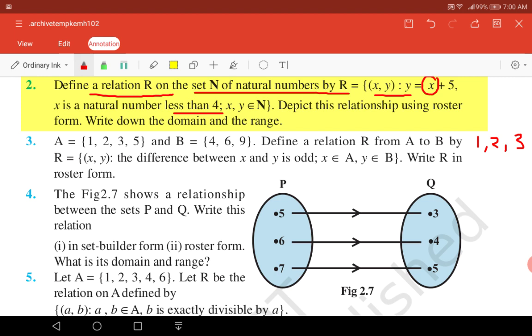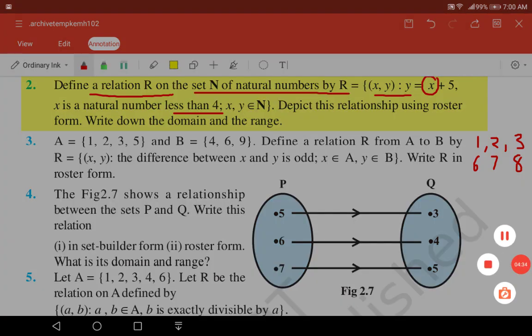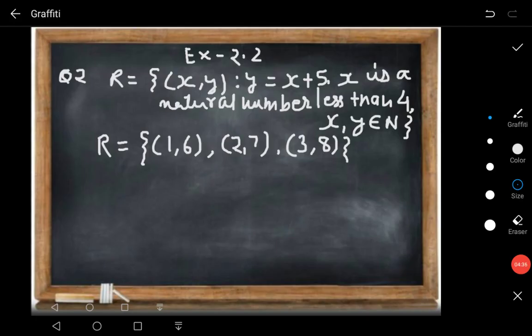So the value of y will become 1 plus 5, it will be 6. 2 plus 5, it will be 7. Then 3 plus 5, it will be 8. The ordered pairs will become (1, 6), (2, 7) and (3, 8). Depict this relationship using roster form. Write down the domain and range. So let's see how to do this question. So here I have written this relation in the roster form.